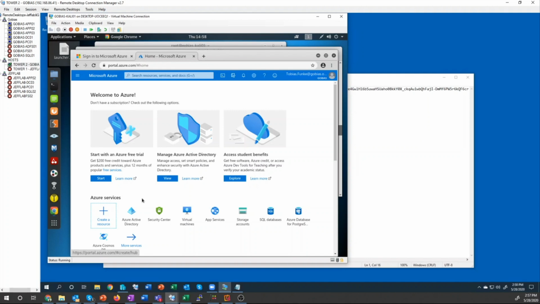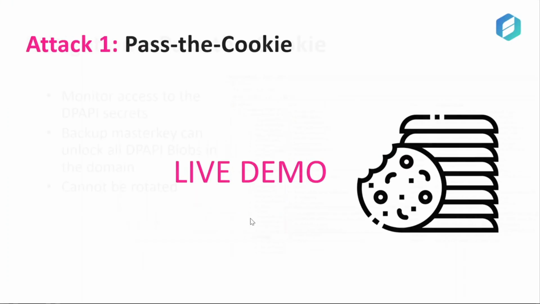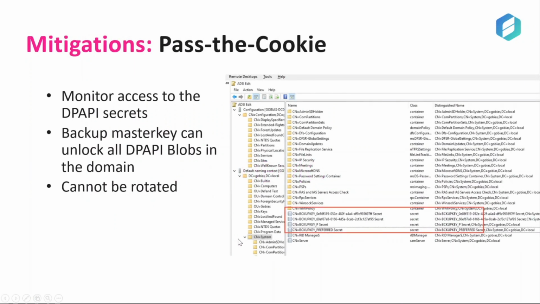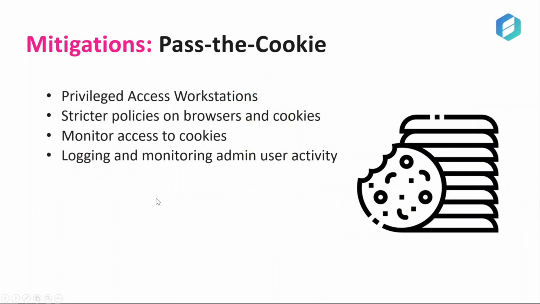So that video just showed how you can use different attack techniques to bypass MFA using the pass the cookie approach. And to prevent against this, you want to make sure for Google Chrome especially, you're monitoring your DPAPI secrets. There's a master backup key stored in Active Directory. You want to make sure nobody gets their hands on that. You also want to make sure you recommend privileged access workstations for your administrators, have strict policies on browsers and cookie expiration, monitor access to the cookies database, and of course, monitor what your administrators are doing in your critical SaaS applications.